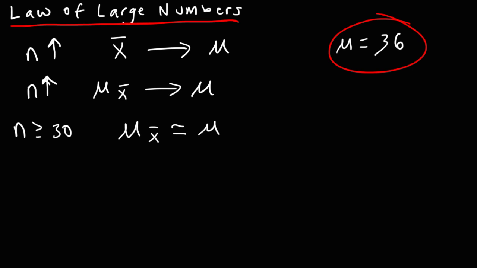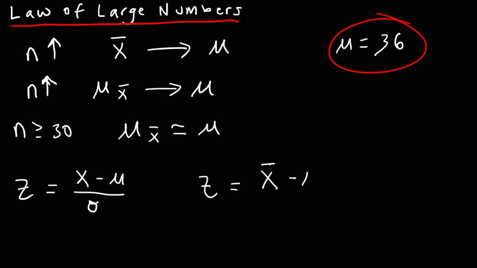Now, this is important to note because when we need to calculate z, this will affect the equation. You've seen this equation for a normal distribution. Z is equal to the random variable x minus the population mean divided by the population standard deviation. In the case of a sampling distribution, z is going to be x bar minus the mean of the sampling distribution divided by the standard deviation of the sampling distribution. Now, the standard deviation of the sampling distribution is the standard deviation of the population divided by the square root of n.